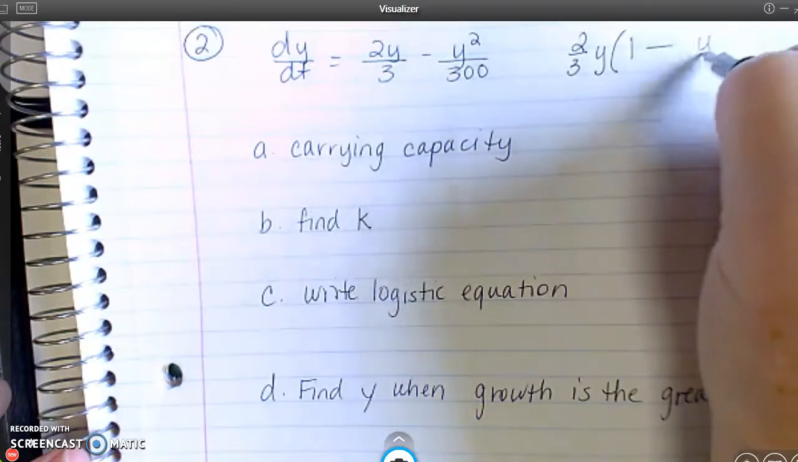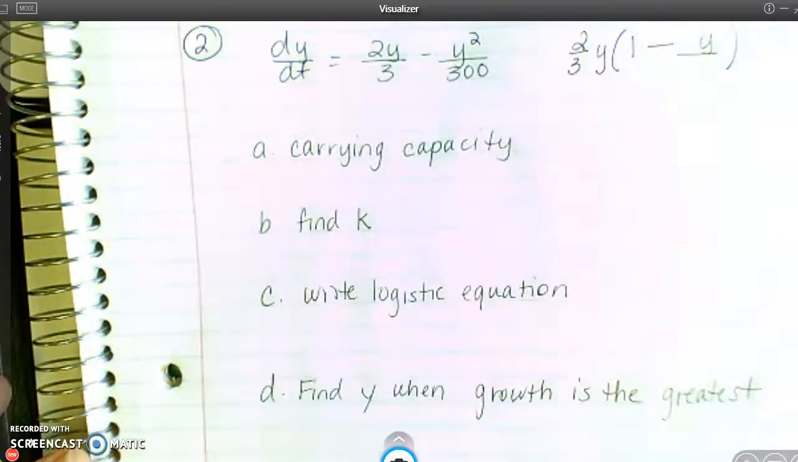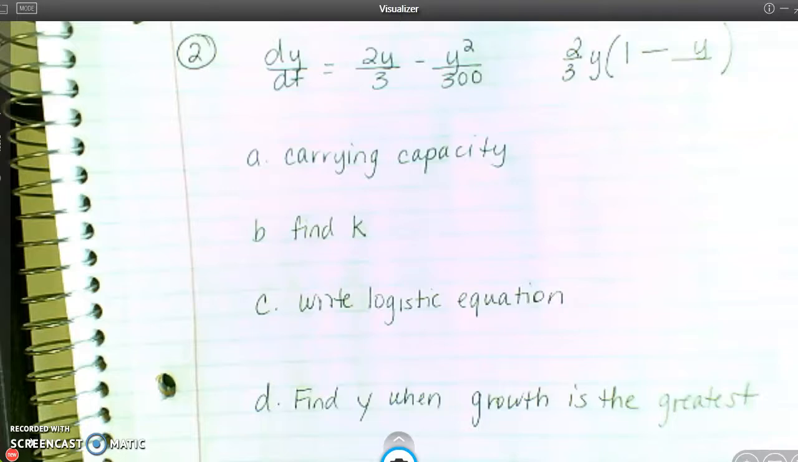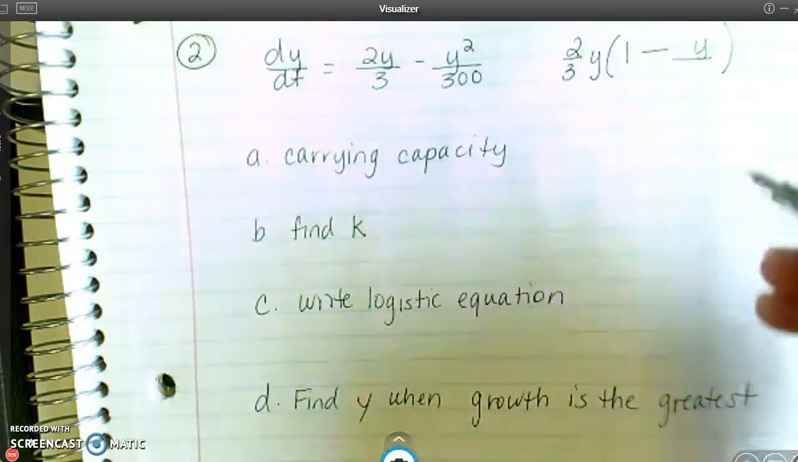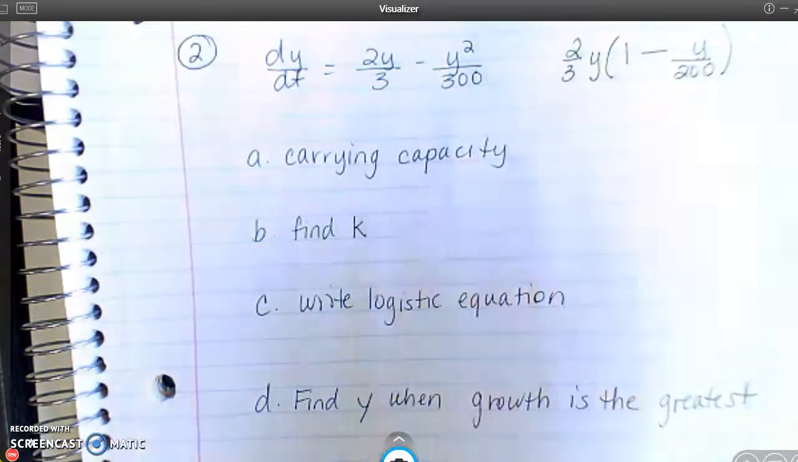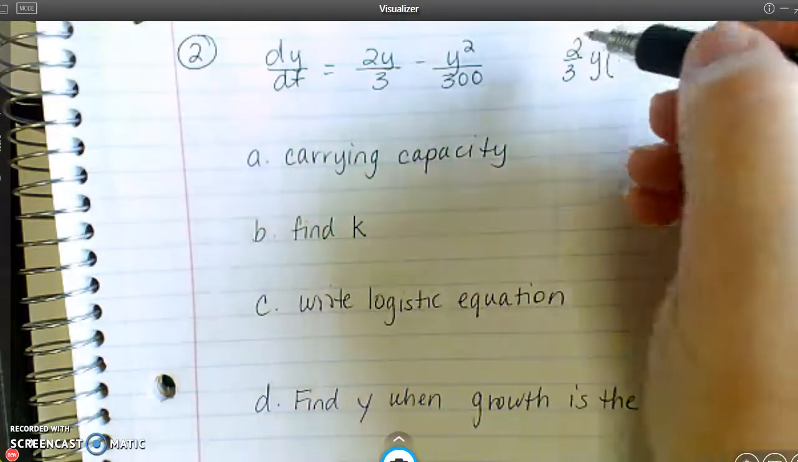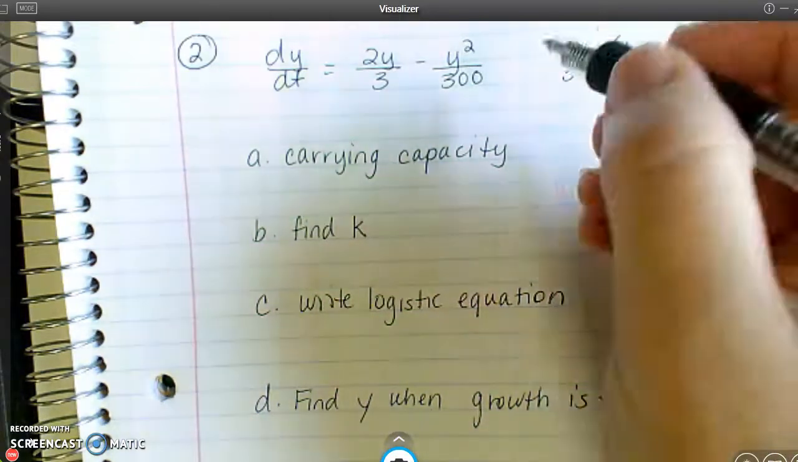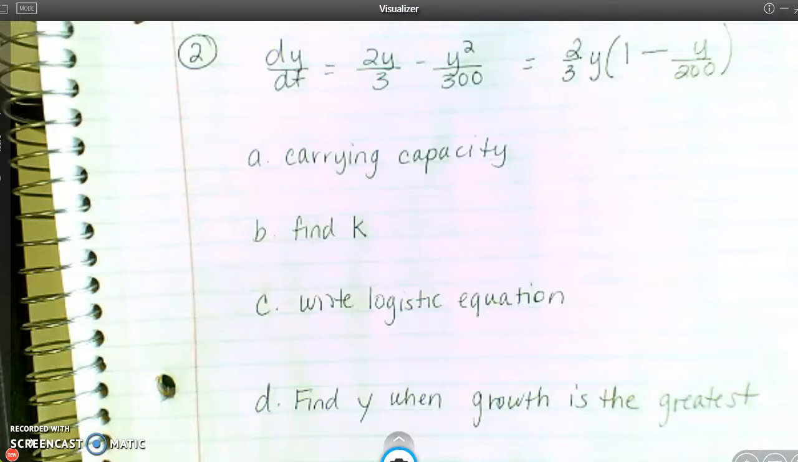And then I know that will give me a y, but the rest of it I'm not sure about. So I'm factoring out a 2/3. What that means is I'll have a 1 over 300. I'm going to take 1 over 300 and divide it by 2/3, and then change it to a fraction. That gives me 1 over 200, so I have y over 200 right there. All I've done is rewrite dy dt. So now I can answer my questions.